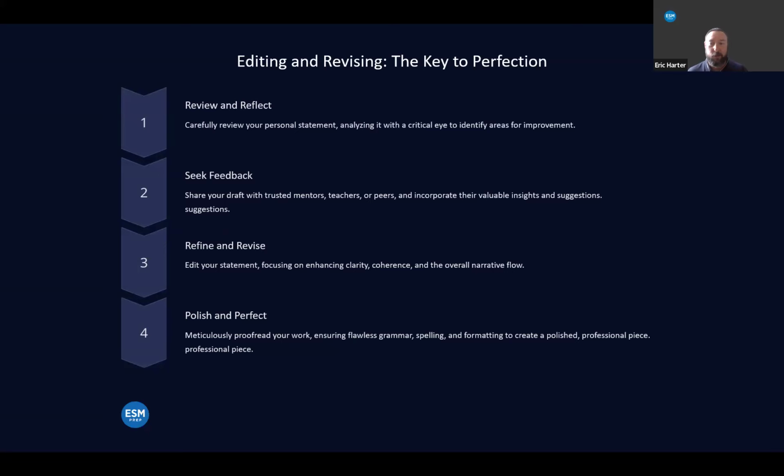Take your essay and start reading it out loud. Every essay. This is for school. This is anything that you write. An email, read it out loud. I promise you, you'll be like, oh, that doesn't sound right. And it won't read right. So read it out loud. And that's when you start to polish and perfect it.